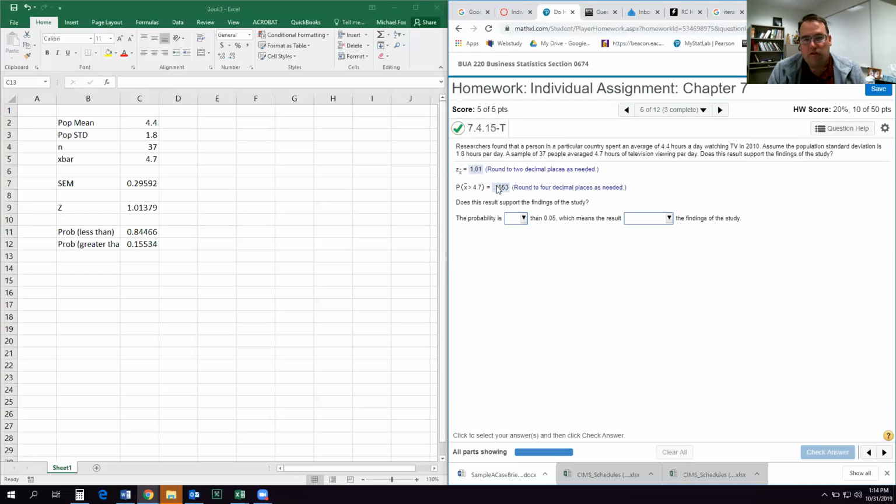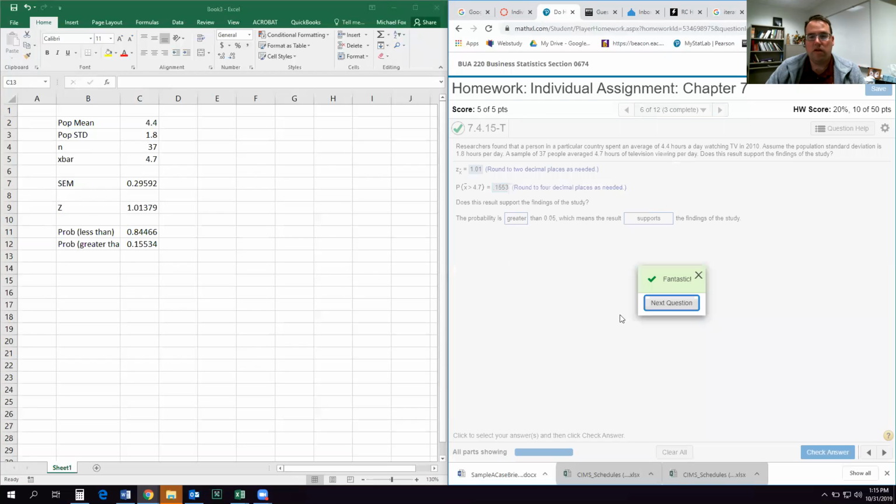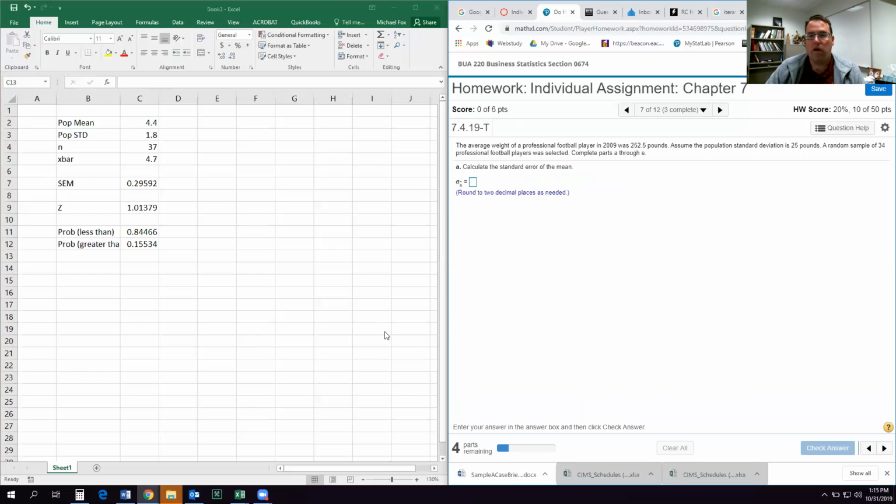And then it's going to ask us, does this result support the findings of the study? And so if our probability of 15.5% is greater than the 5% threshold for us deciding whether or not it supports it, that means that the result supports the findings of the study. And there we go. That was question number 6.